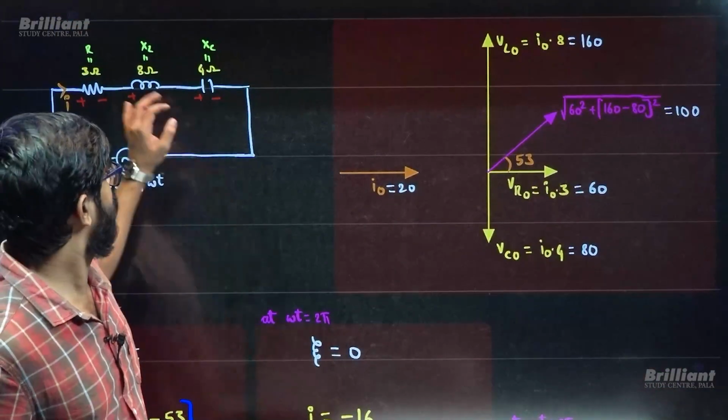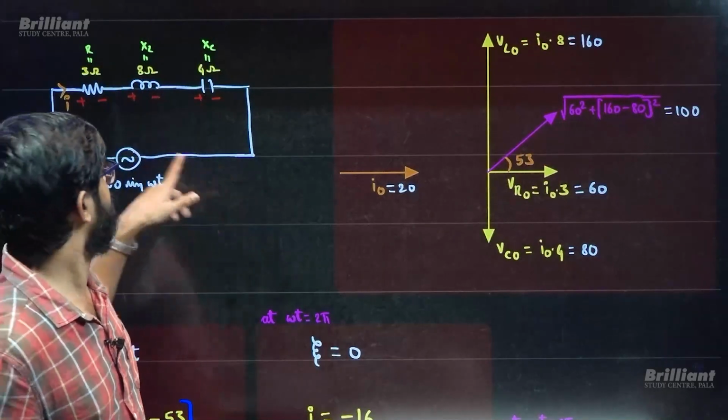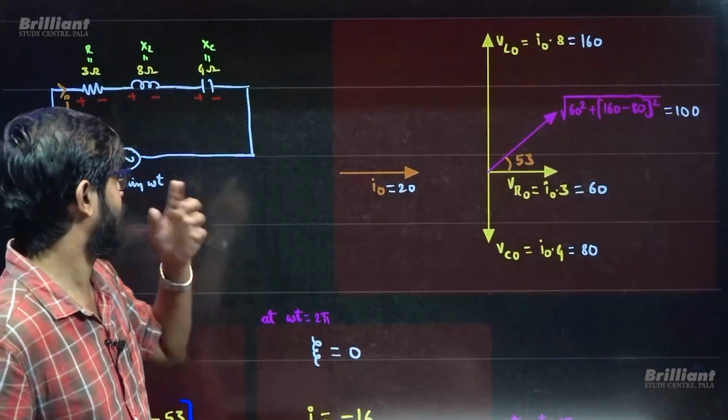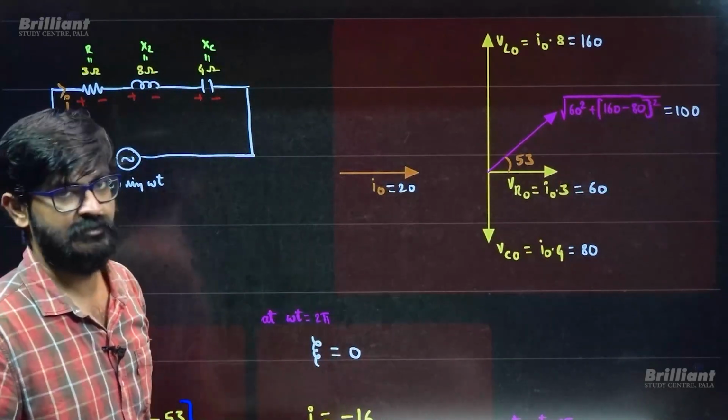Now I am drawing the same thing. I have drawn the figure. Now while writing the loop equation, we will be assuming this is higher potential, lower, higher, lower, higher, lower. That's how we got the result. So I am just putting it so that you understand what it means by the negative sign.